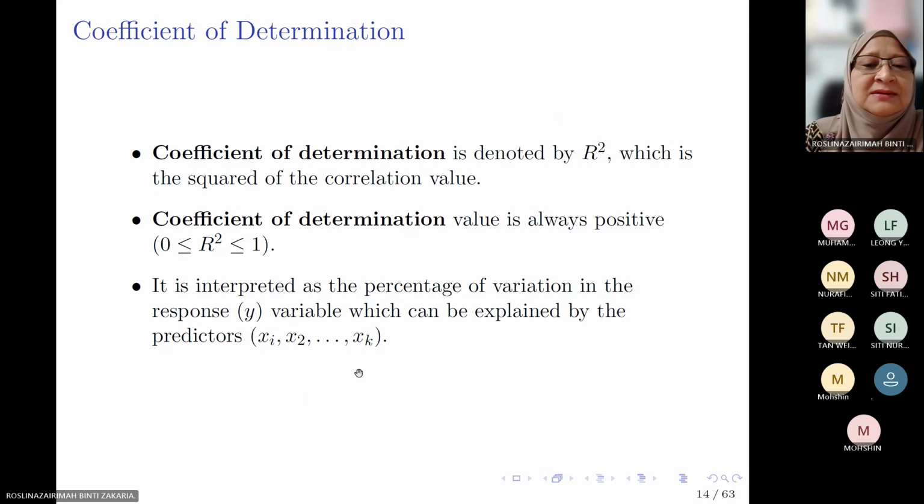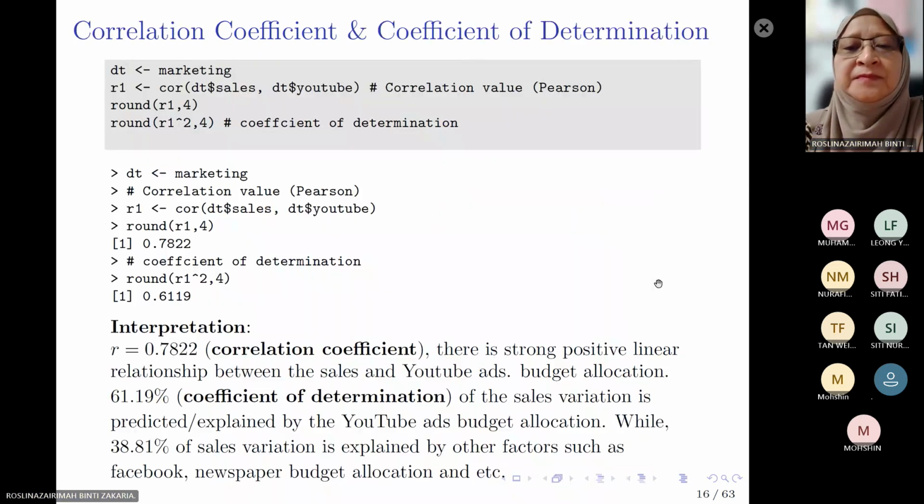Okay. I need to check my notation. I used mixed-up notation here. Okay. So that is the coefficient of determination.